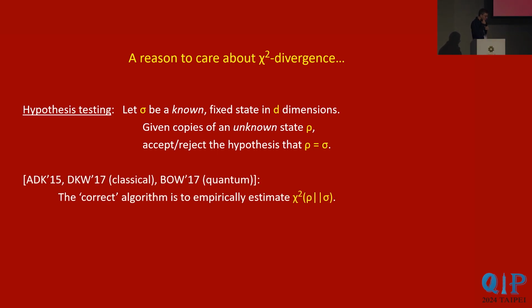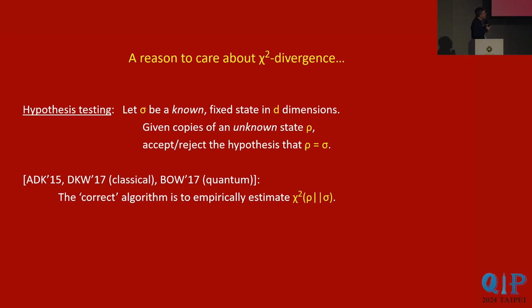Okay, so for this problem, chi-squared divergence plays a really central role. And this sequence of papers which studied the hypothesis testing problem, both in the classical case of hypothesis testing for probability distributions and the generalized case for quantum states, they kind of showed in a sense that the correct way to solve this problem is to try to empirically estimate the chi-squared divergence of the unknown state from your fixed hypothesis state rho.